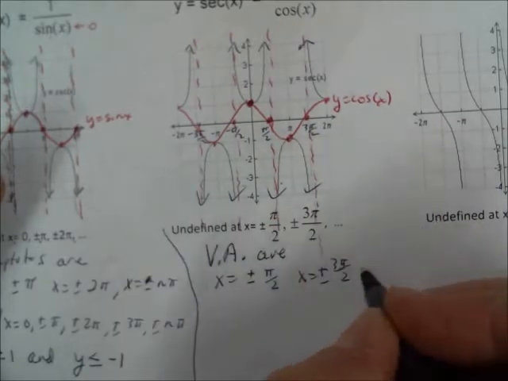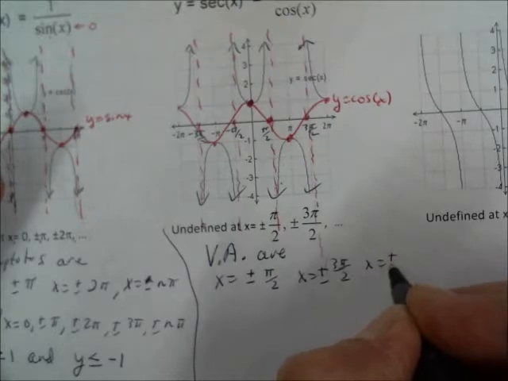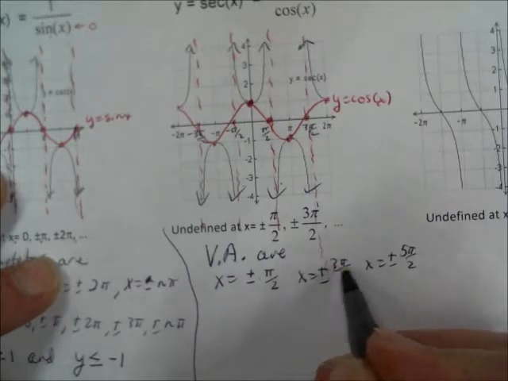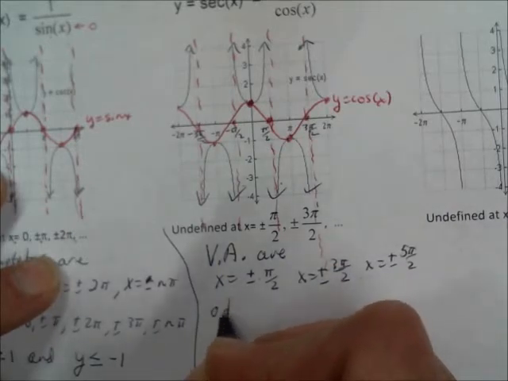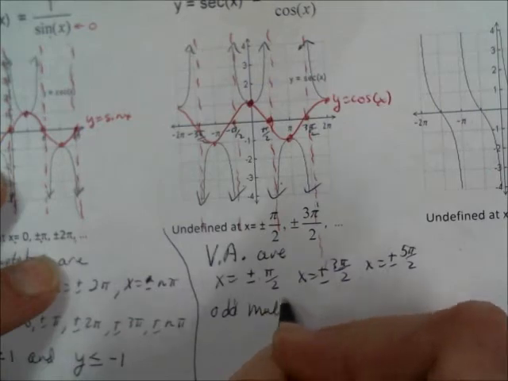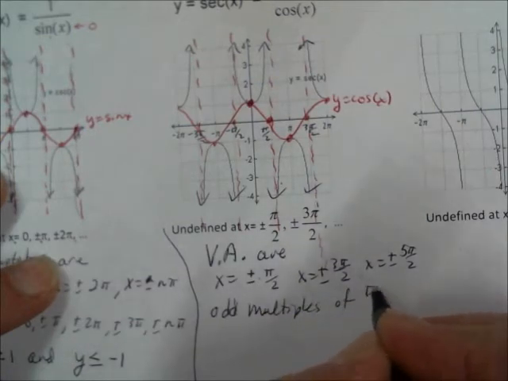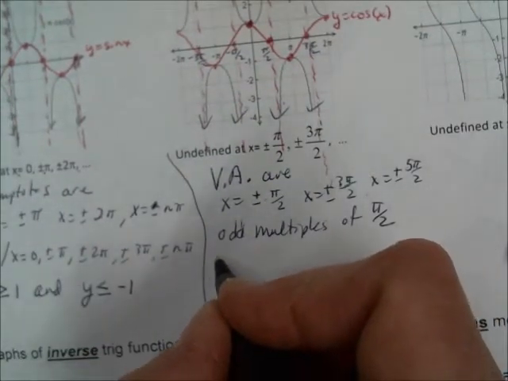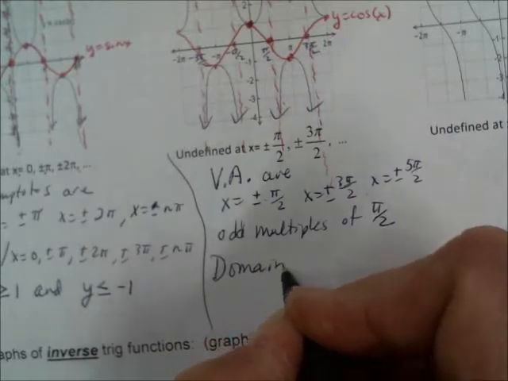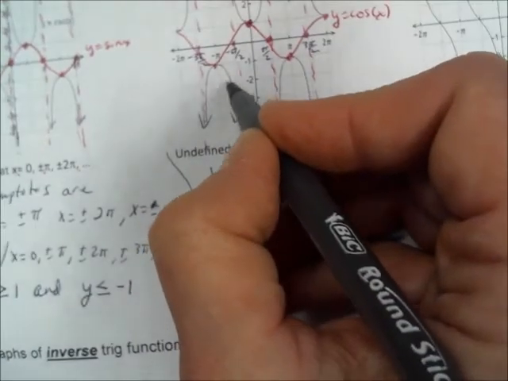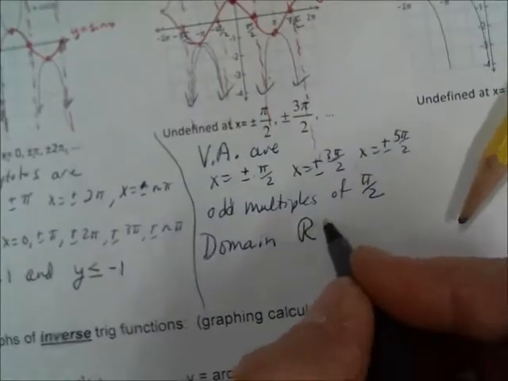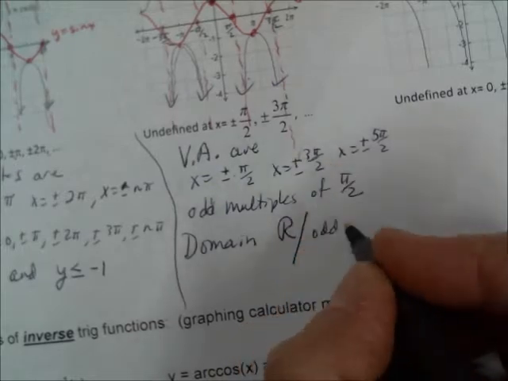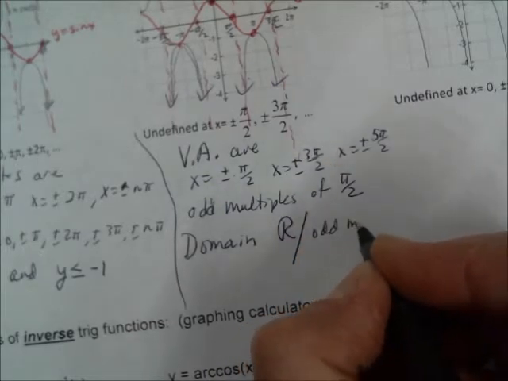And if you could go on and on forever, you could say x equals positive and negative 5 pi over 2. And hopefully you see the pattern. It's 1 pi over 2, 3 pi over 2, 5 pi over 2. It's all the odd multiples of pi over 2 that are not in the domain. So if you wanted to write out what the domain is: all real numbers, because you can actually go on and on, left and right forever, except for those odd multiples of pi over 2. That's where the dotted lines occur, the vertical asymptotes.